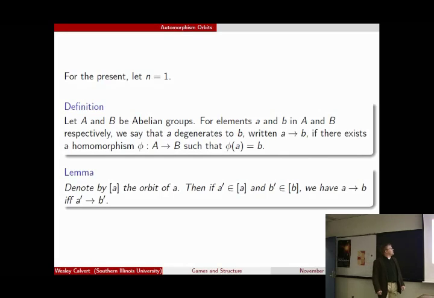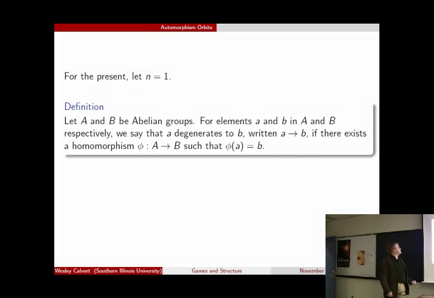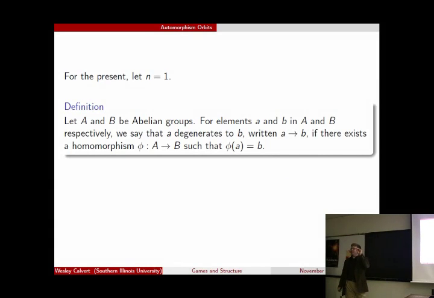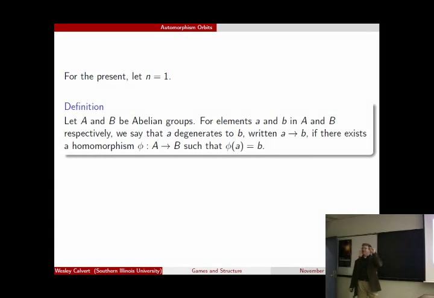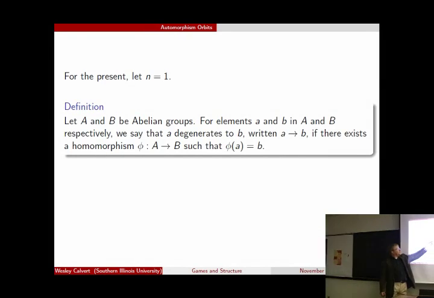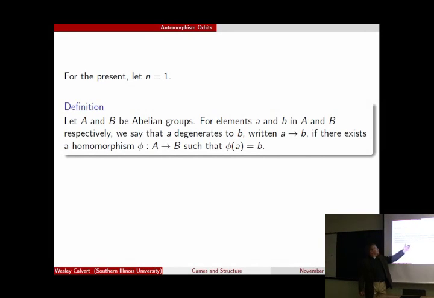I should tell about the n=1 case. So if you're talking about just automorphism types of single elements, then what you do is you say that element A degenerates to element B if there's some homomorphism that takes A to B. So it doesn't have to be an automorphism, just some homomorphism.